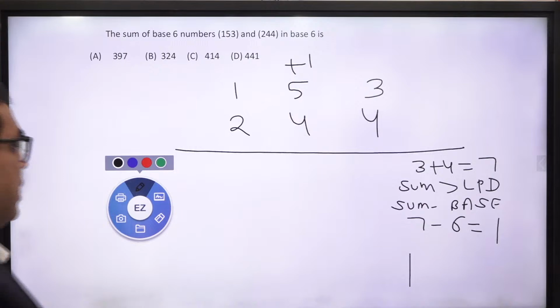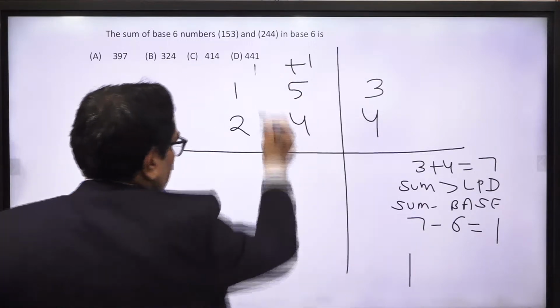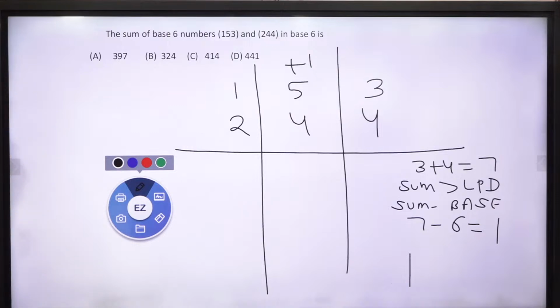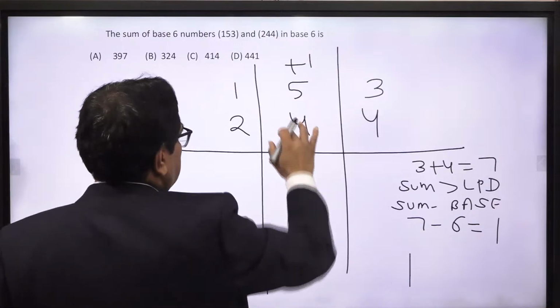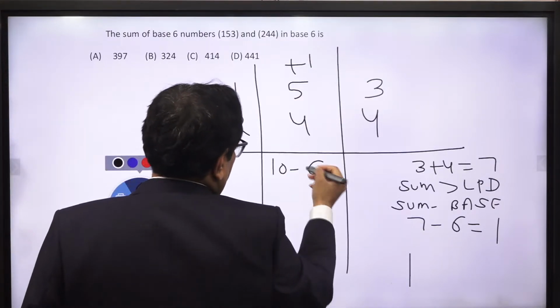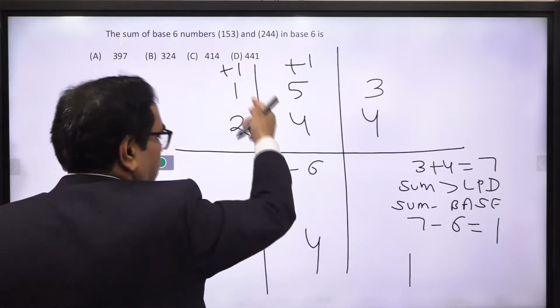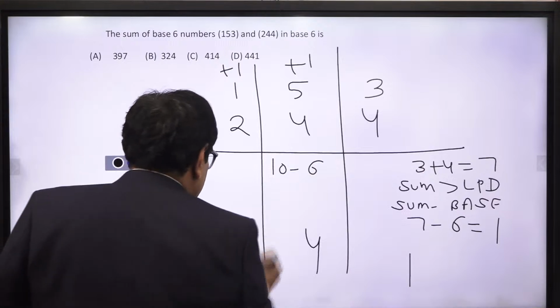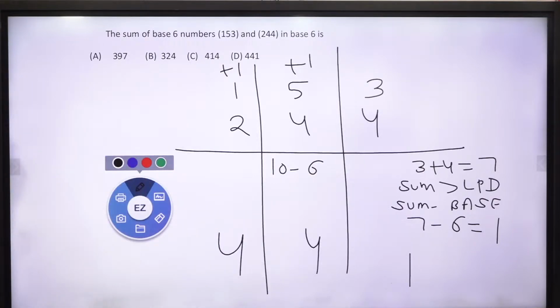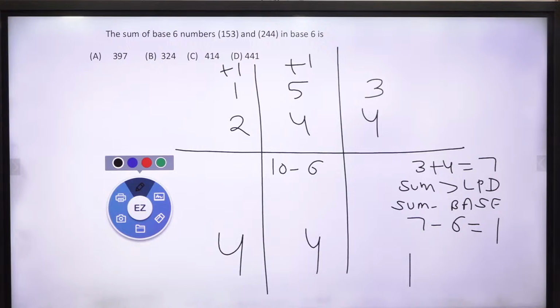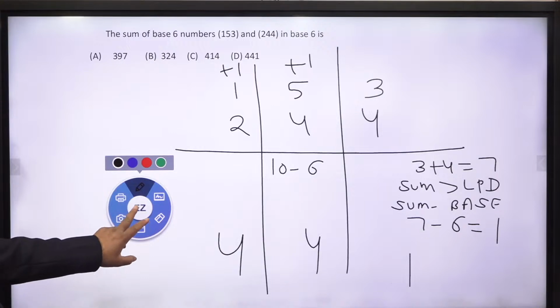Now we will again do the same procedure. Here 5 plus 1 plus 4 is 10. 10 is not a digit, so we will subtract the base 6. So 10 minus 6 is 4. We will add a carry 1 here. Now 2 plus 1 is 3 plus carry, making 4, and 4 is a digit in base 6, so we will write 4. So 441 is the right answer. Very good, Hemant. Very good, Anirudh. So this direct addition is important. Now we can go to the next problem.